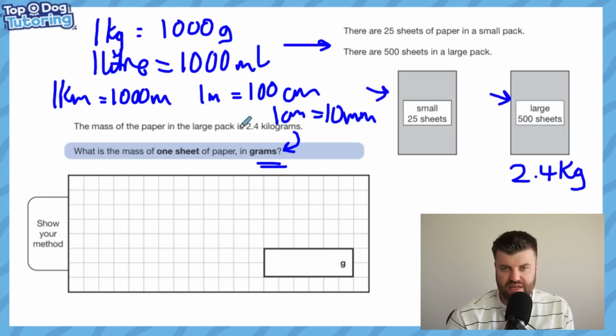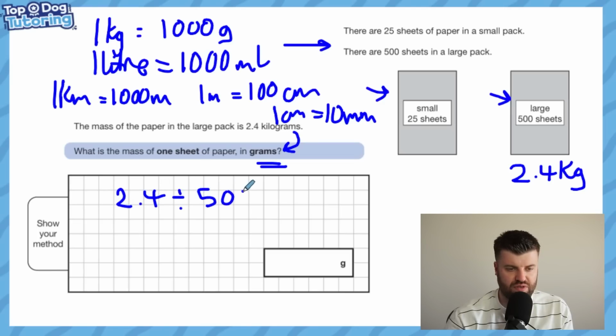The mass of the paper is 2.4. What's the mass of one sheet? So actually, what we're doing here really is 2.4 divided by 500, and that seems insane. I can't count in 500s to get to 2.4. Really tricky. So here's what I do. I would be changing the question. I'd be doing the conversion first.